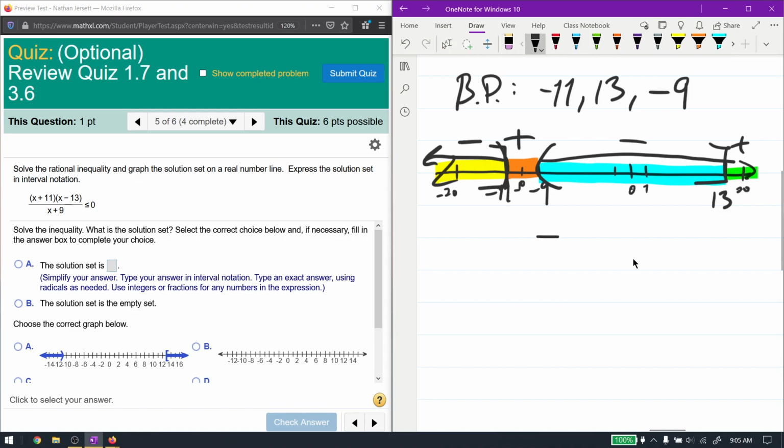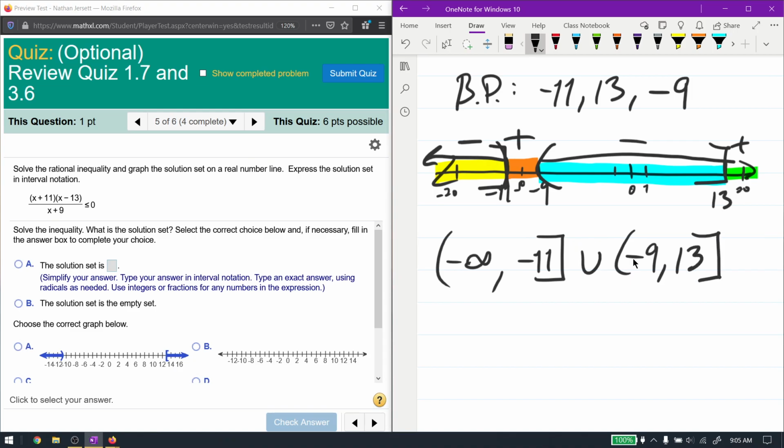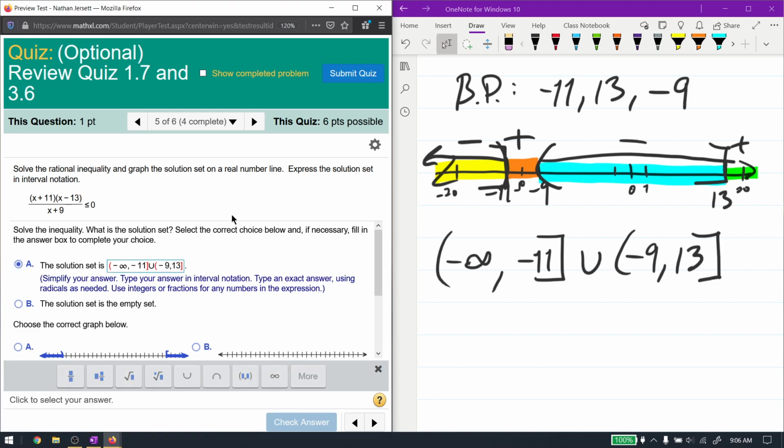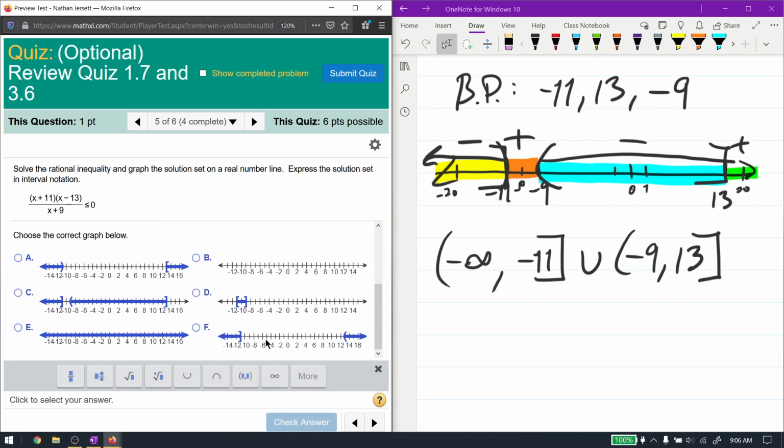Right, it's going to include -11 on down to -infinity, unioned with -9, but not including -9 because it's 0 in the denominator, and up to positive 13. So the solution set, -infinity to -11, -9, yep. C is the correct one there.